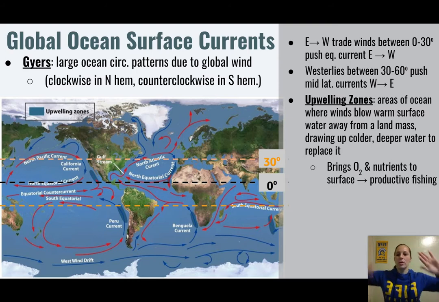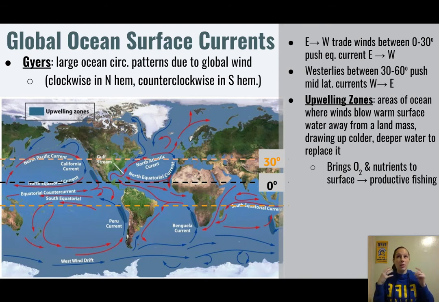Now, all of this is going to end up resulting in some of these gyres and rotations, and ultimately it's going to lead to what's known as upwelling zones. And if you look on our diagram here, these are going to be the areas with kind of the dark blue areas. There are 5 of them that I'm showing here. And these are going to be areas of ocean where the winds blow warm surface waters away from a landmass, which is going to draw up colder, deeper water to replace it.